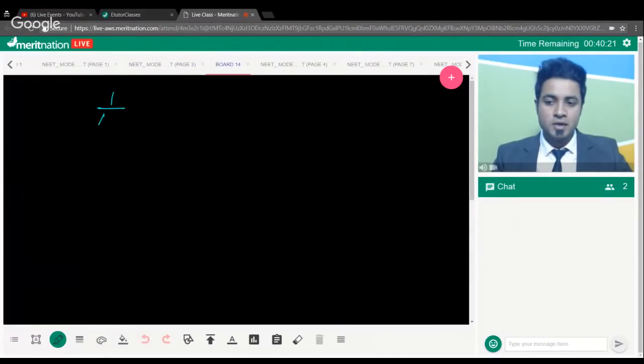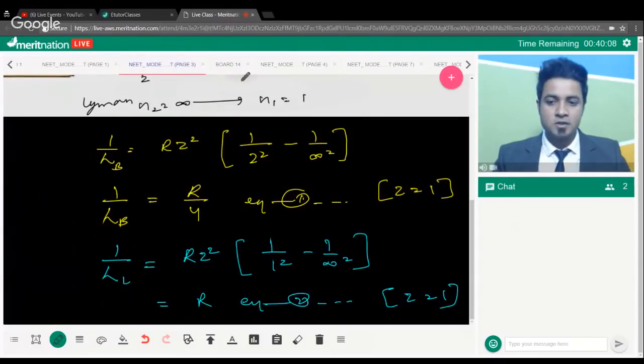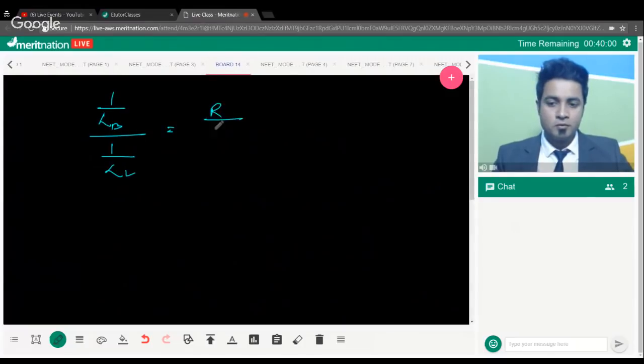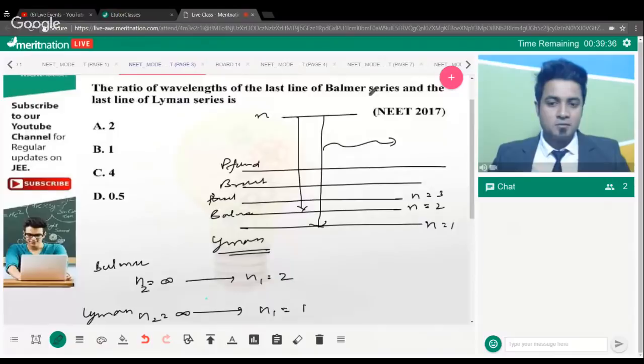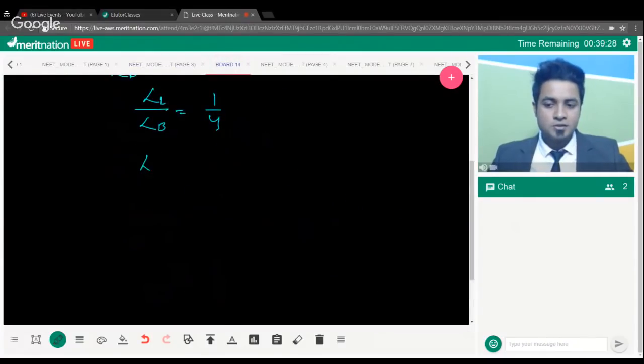So the ratio of 1 upon lambda B to 1 upon lambda L is what we have calculated: R by 4 upon R. So 1 upon lambda B over lambda L comes out to be R by 4 into 1 by R, which is 1 by 4. So lambda L upon lambda B comes out to be 1 by 4. In the question, they have asked the opposite: lambda B to lambda L, which is going to be 4:1, right?